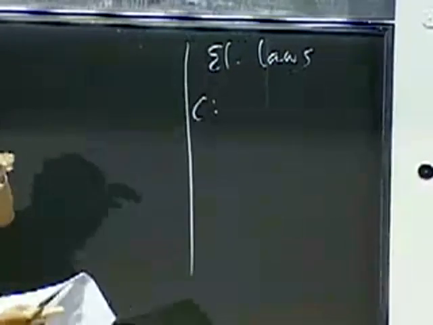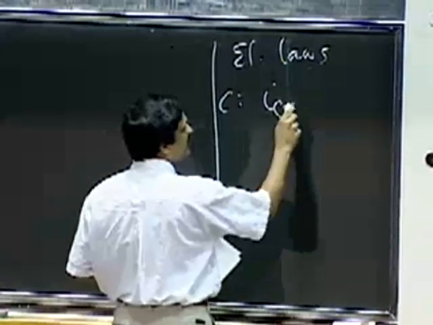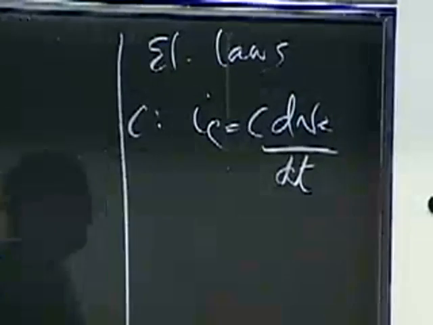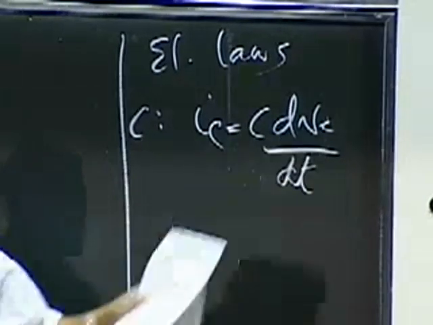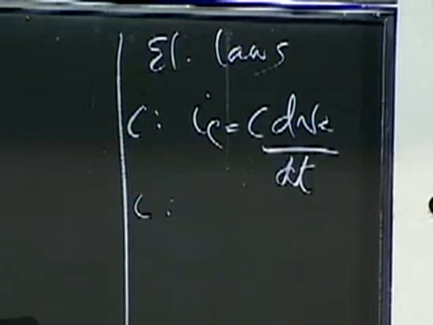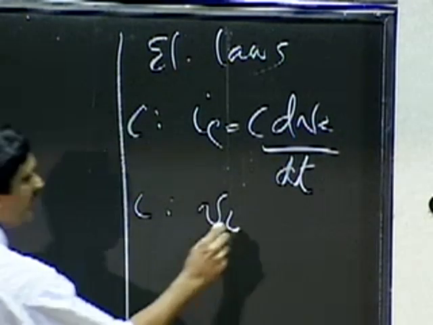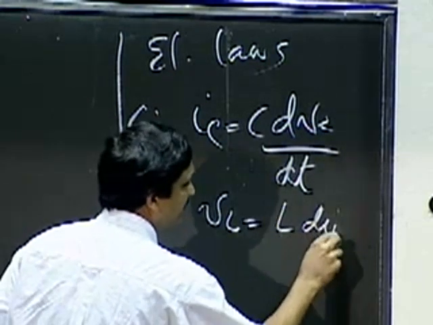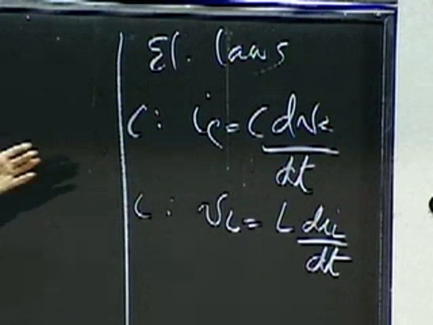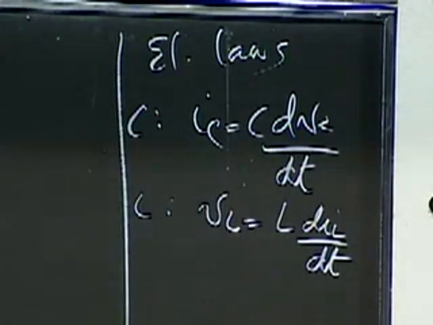So for the capacitor, I know the IV relation is given by I for the capacitor is C dV/dt. And just to show it's the capacitor, I'm calling it dVc/dt. Similarly, for an inductor, L, the voltage across the inductor is given by L di/dt. Okay, so this is the VI relation for the capacitor and the VI relation for an inductor.